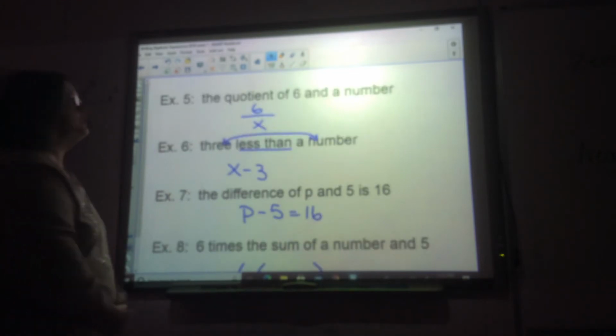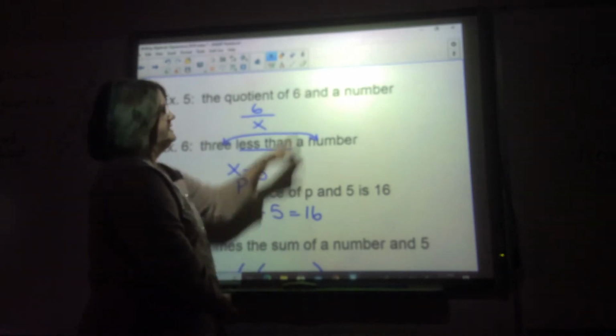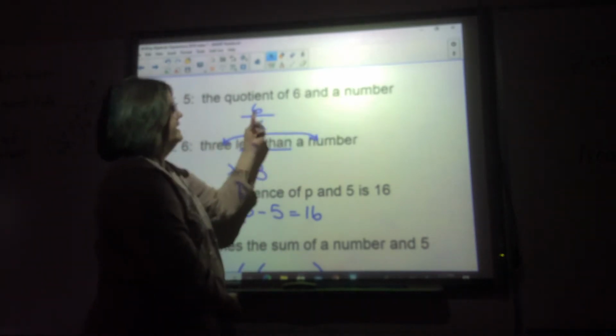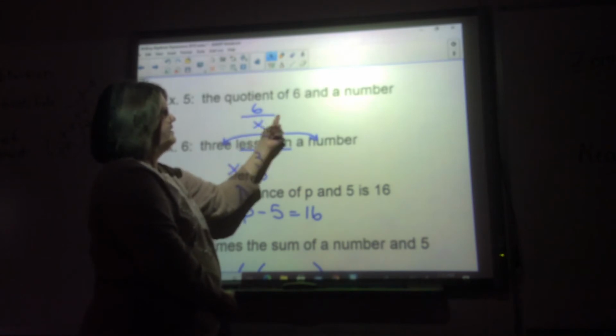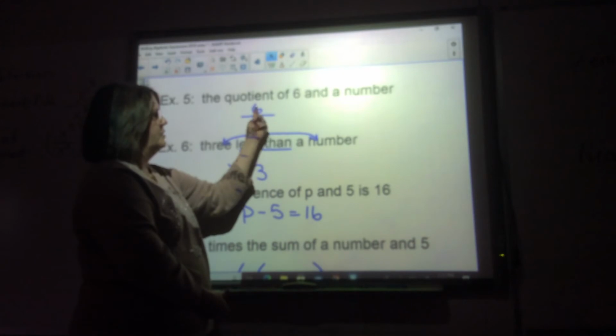Okay, the quotient. Quotient means division. The quotient of what? 6 and a number. And again, quotient and divide, remember we don't write 6 divided by with a divide sign. We write a fraction bar, 6 over x.